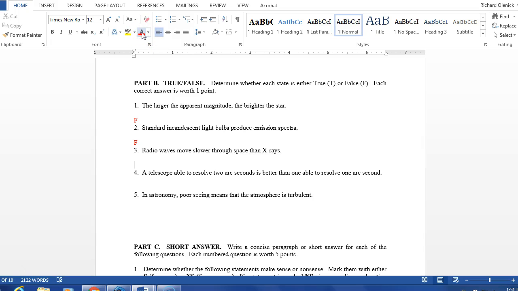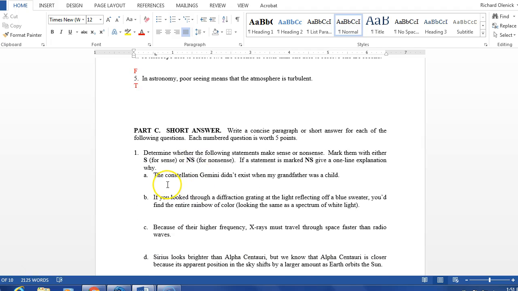Radio waves move slower through space than X-rays. That's false. They move at the same speed, the speed of light. A telescope able to resolve 2 arcseconds is better than one to resolve 1 arcsecond. That is false. The smaller the angle, the better the resolution. And in seeing, poor seeing means the atmosphere is turbulent. That is true.